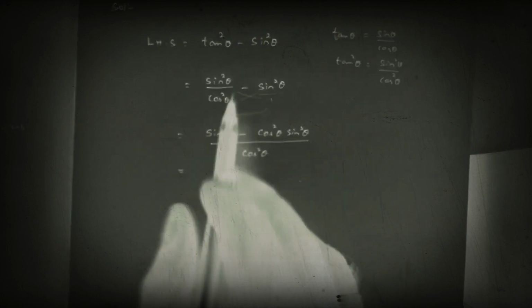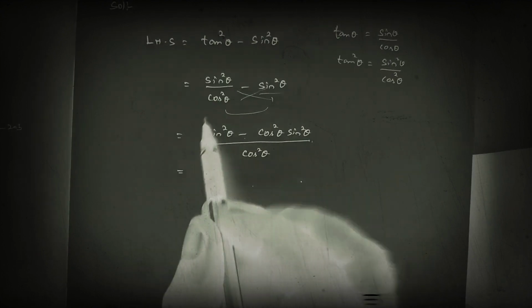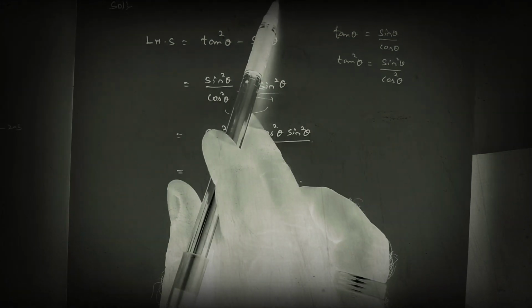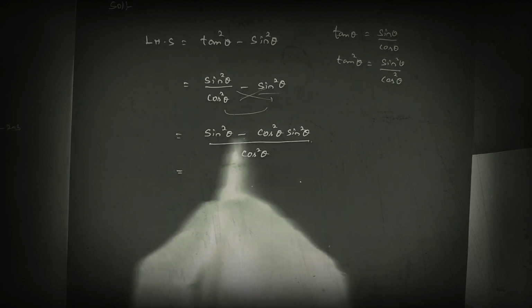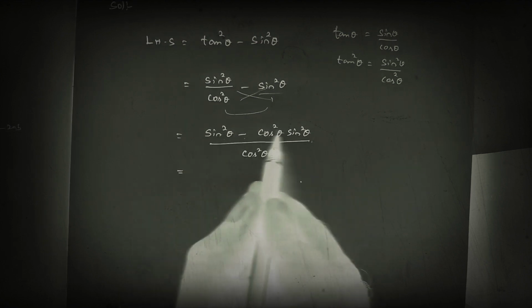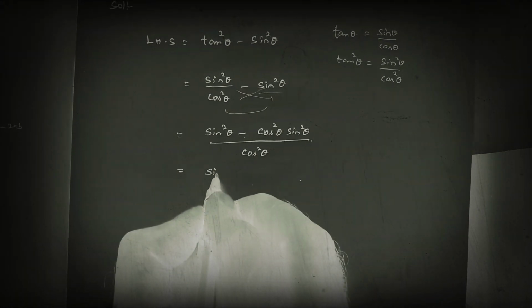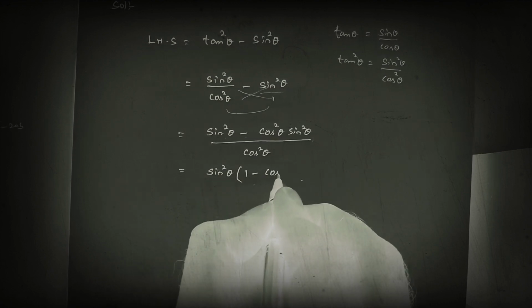So we see that tan square theta minus sin square theta, two terms, we have simplified into a single term. But what we want to prove is tan square theta into sin square theta. How are we going to prove it? In the numerator we have two terms. See, sin square theta is common, so just taking sin square theta commonly outside: sin square theta into 1 minus cos square theta.